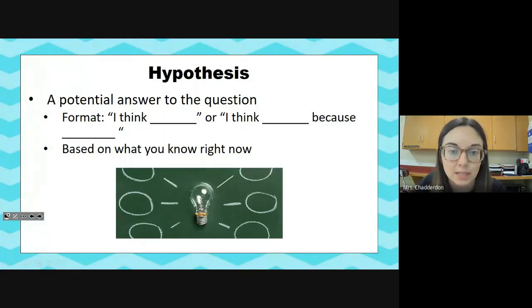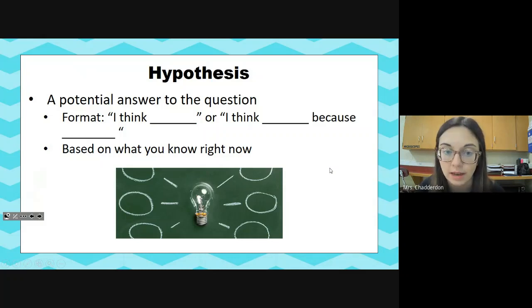Okay, a hypothesis is a potential answer to the question we are looking at in our experiment. Now, in this class, all of your hypotheses will be formatted "I think blank" or "I think blank because blank." You might not always have an explanation with the "because", but sometimes we will, okay?